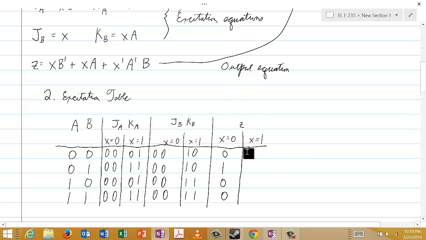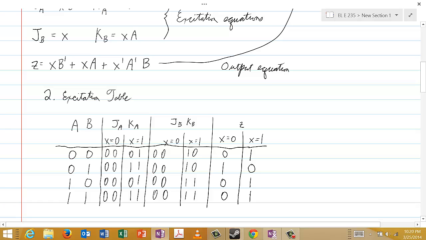Now, when X is equal to 1, this last term will be 0, because 1 complemented will be 0, and 0 ANDed with anything is 0. So when X is equal to 1, this will go away, and we'll simply have B prime or A. So B prime or A will give us a 1 here. B prime or A would give us a 0 here. B prime or A would give us 1 here, and B prime or A would give us a 1 there.